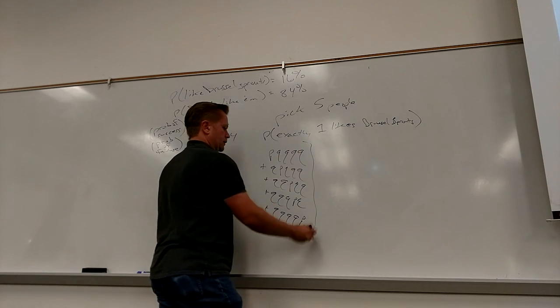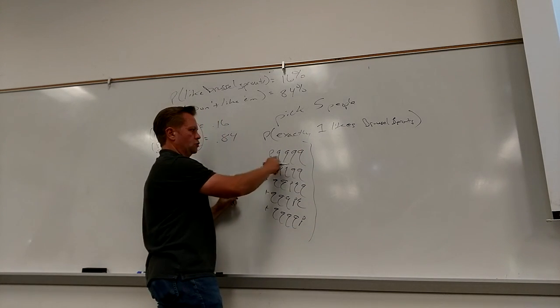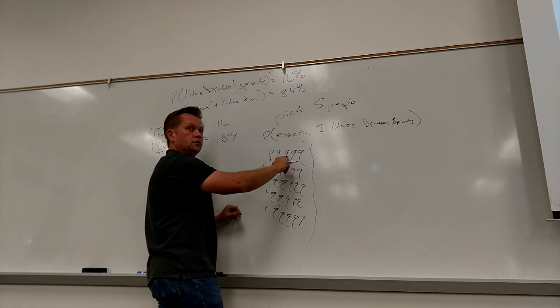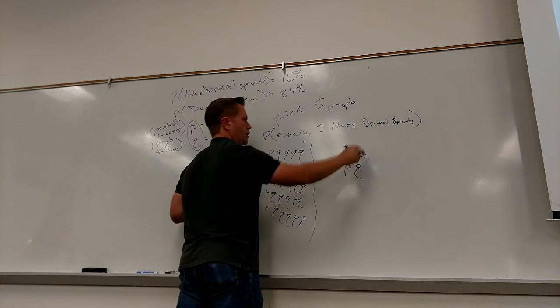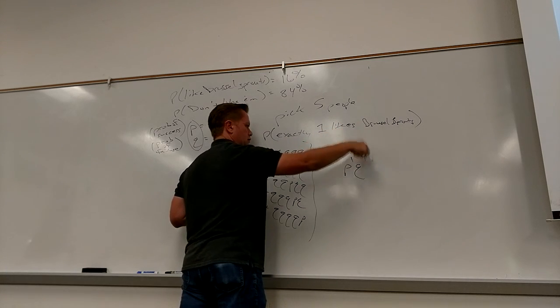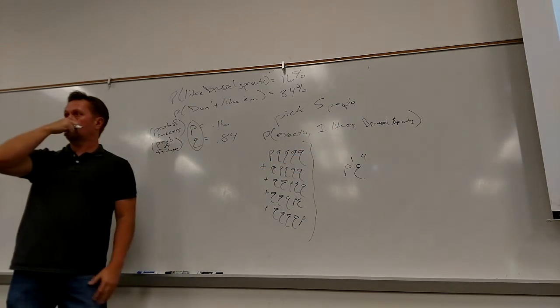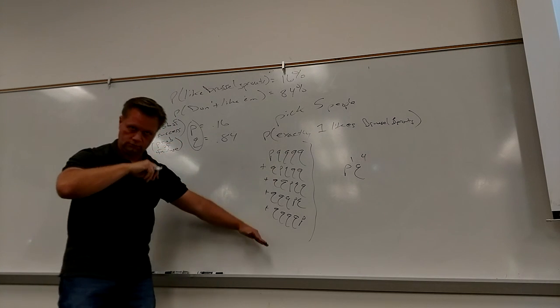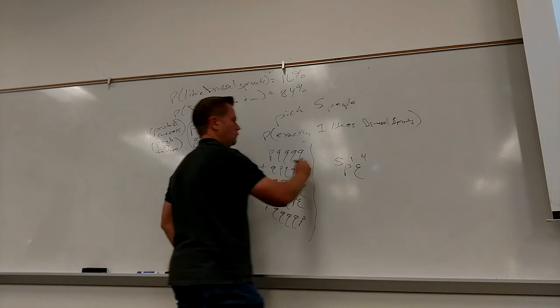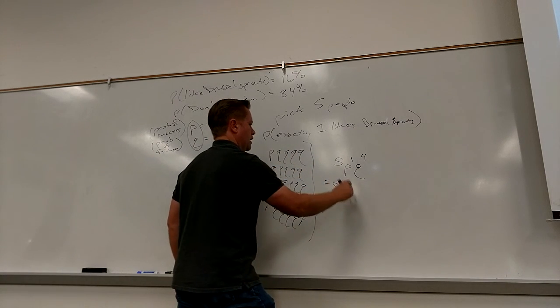Now, mathematically, what is this? What does each one of them look like? P times Q to the 4th, because I have 1 success, 4 failures. 1 success, so the rest are failures. And of course, how many do I get when I add them all up? I get 5. So this would be 5 times, what's P?